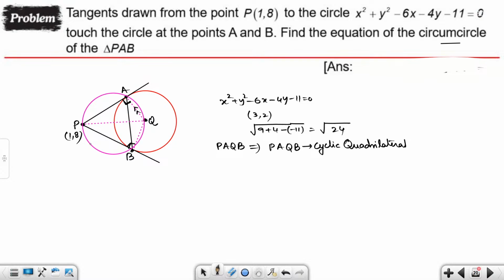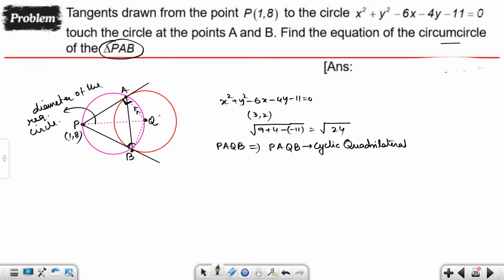So this circle is actually the circumcircle of the triangle PAB. But see the interesting thing, this angle is 90 degrees. If this angle is 90 degrees, then since the angle in a semicircle is a right angle, definitely your PQ is nothing but the diameter of the required circle. Tell me yes or no. This is the diameter of the required circle which circumscribes the triangle PAB.